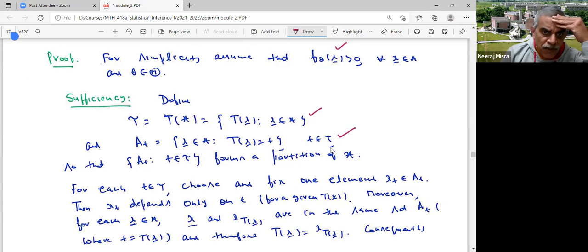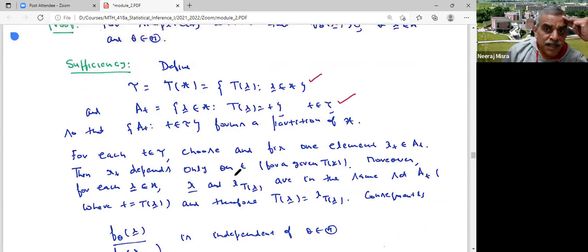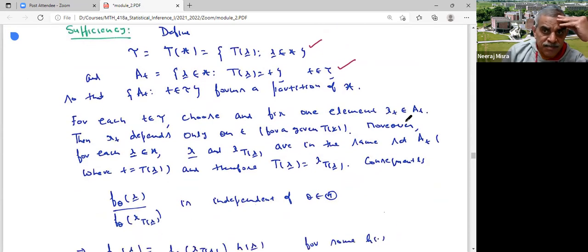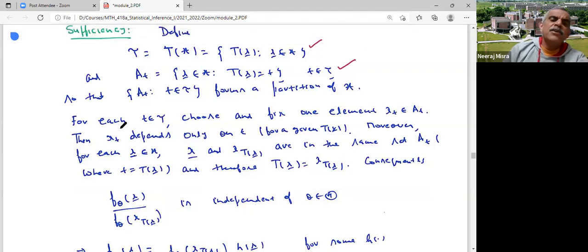So A_t, t belonging to tau, is the partition induced by the statistic T. For any t in the range of T, choose and fix an element x_t in A_t, because for every t there is a pre-image of this point t. So for every t belonging to tau, I choose one pre-image x_t. Then x_t depends only on t for a given statistic, because you are looking at the range, at a point in the range, and at its pre-image x_t. Note x_t is not unique, because more than one point may correspond to the same t.